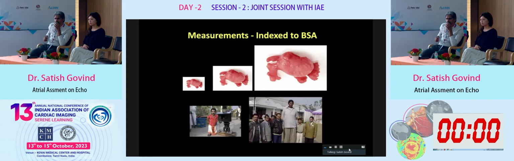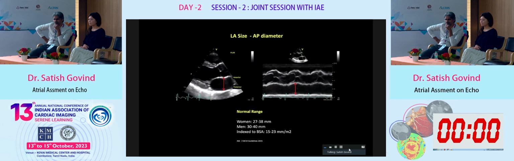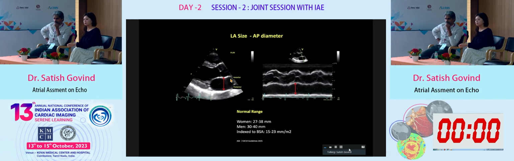Now, measurements per se, as far as echo is concerned, have to be indexed to body surface area. What is normal for a short person may not be for a taller person, and vice versa. These are the parameters we use routinely in echo. This is a time-tested, very old method: we look at only one measurement, the AP diameter. There are a lot of limitations, but still a lot of data behind it. We continue to use it, but we are aware that it has its own limitations.